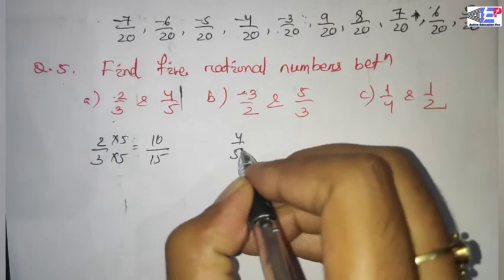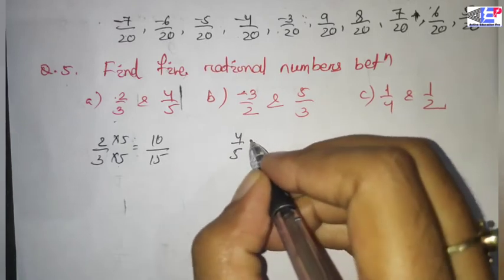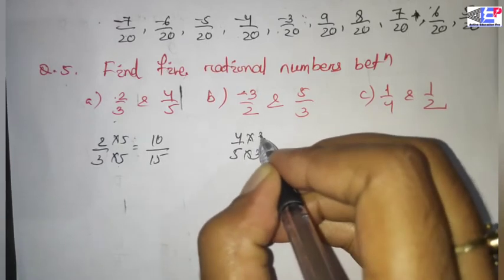And if you want to make 4 by 5 a fraction with denominator 15, you need to multiply 3 with both the numerator and denominator.